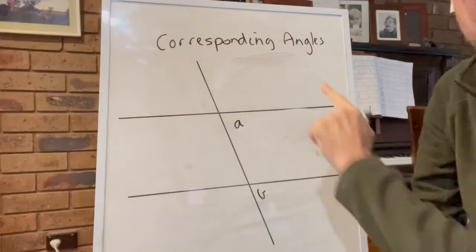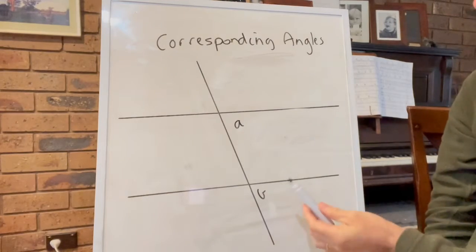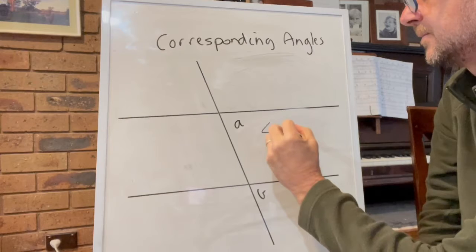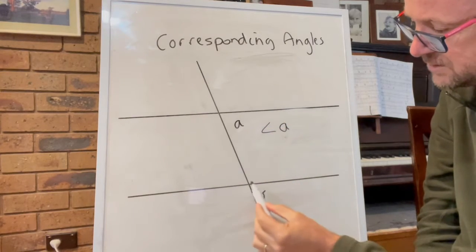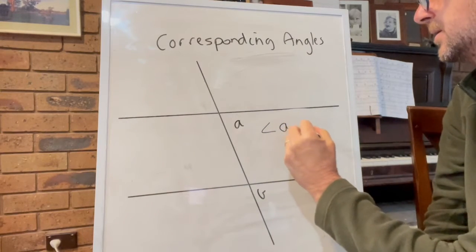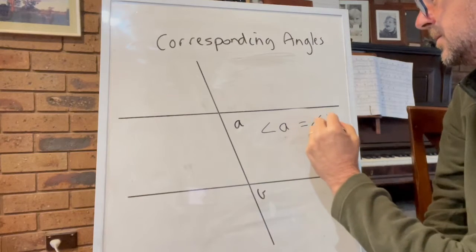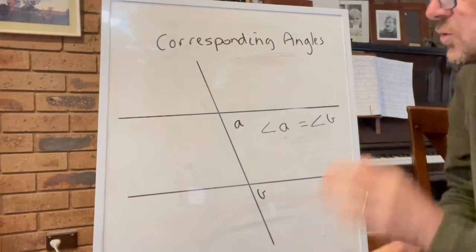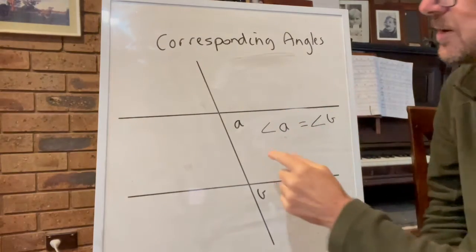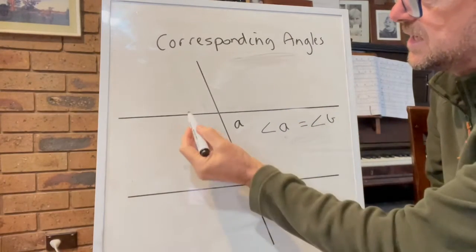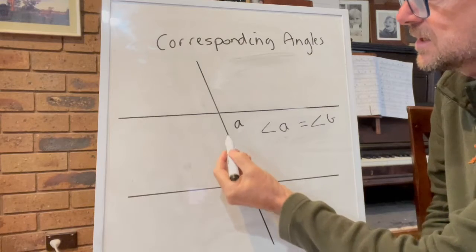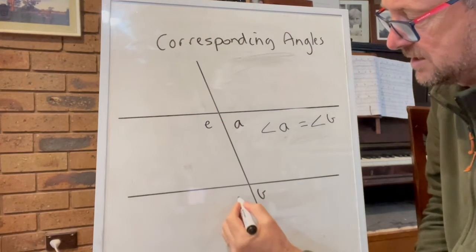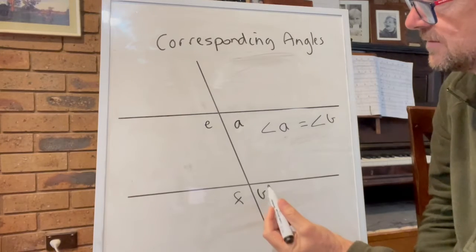First thing we'll look at is corresponding angles. And so this is where we have this angle here, angle A, and it's equal to angle B. Okay, and this idea applies all around this diagram, okay? So we have an angle in here, let's call that E, and it corresponds to this angle down here. Let's call that one F, okay?